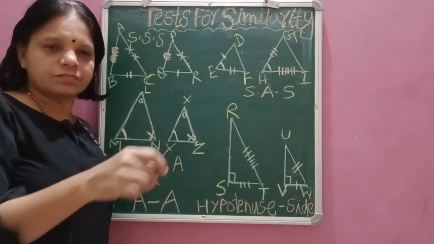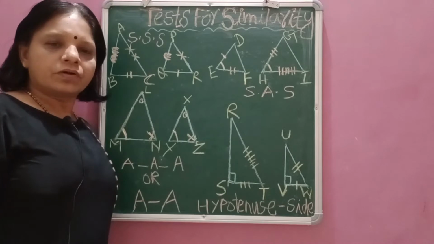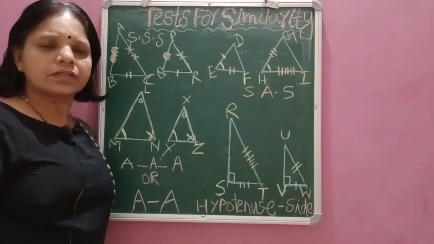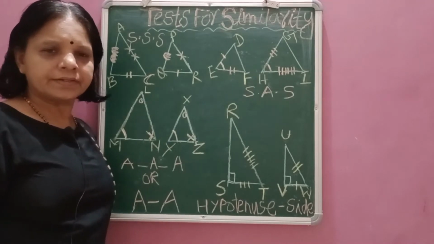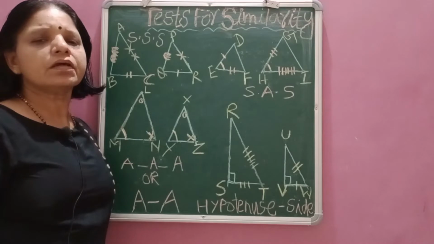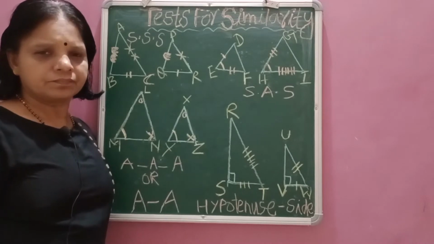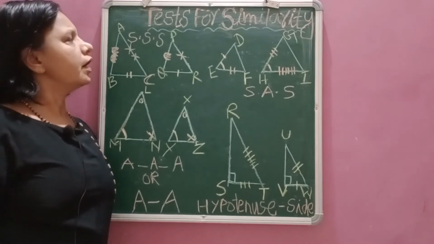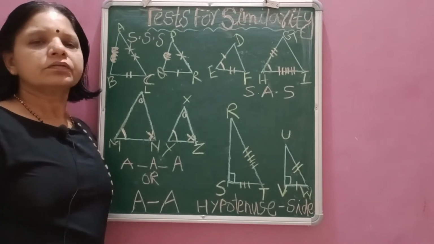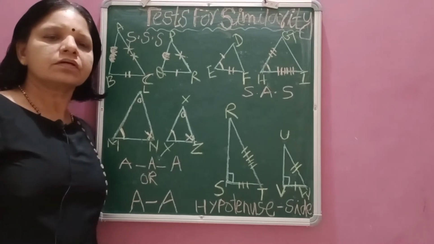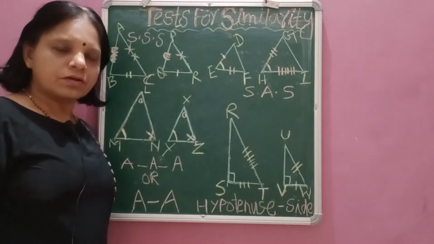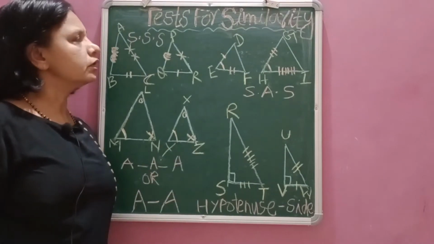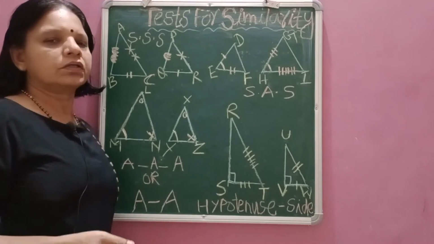So what are tests for similarity? Out of the 6 necessary conditions, if any 3 conditions are satisfied, then the remaining 3 will be automatically satisfied. These conditions are called sufficient conditions and are called tests for similarity. These sufficient conditions are sufficient to test the similarity between two triangles. So which are the sufficient conditions or the tests for similarity?